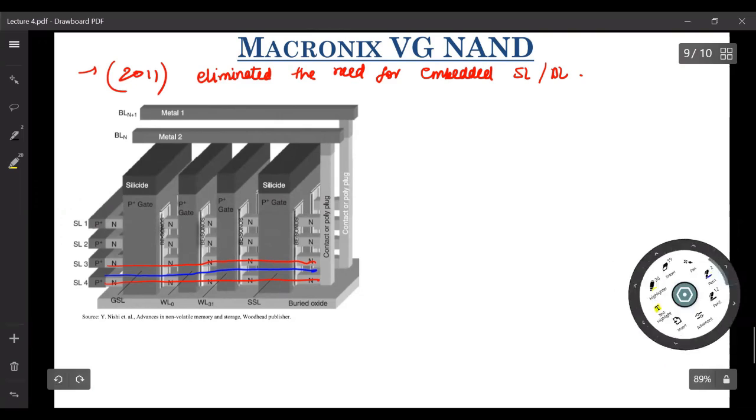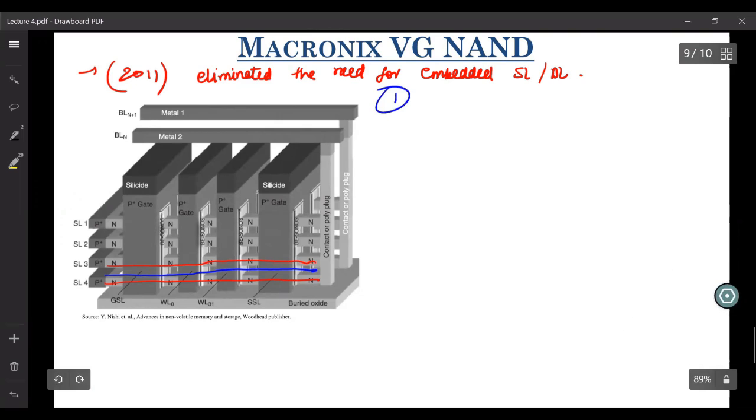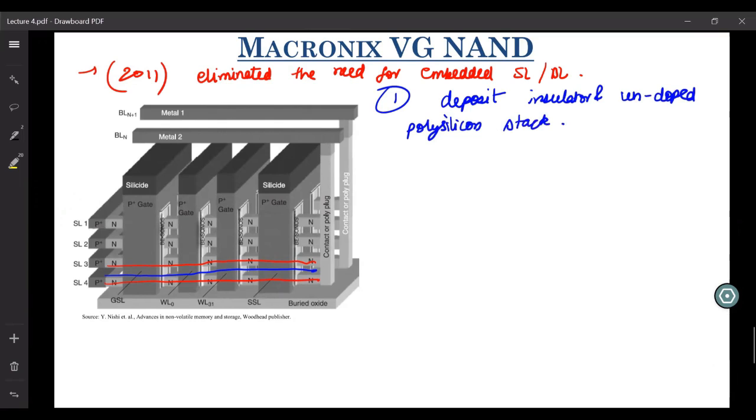And then what they do is they pattern it. So first, they deposit an insulator and undoped polysilicon stack. And after this, what do they do? Then they pattern it. So in the second step, they pattern it. By patterning, what I mean is they divide it into several sticks.